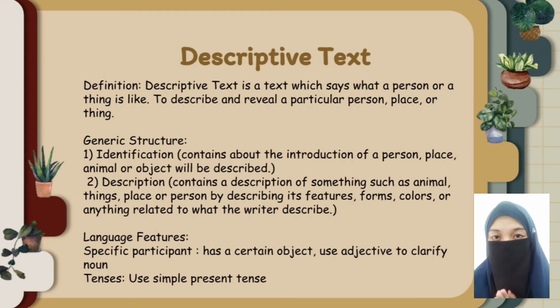And then the language features of descriptive text. Specific participants means has a certain object that is not common and is unique. That means only one. For example, Bandungan Beach, my house, Borobudur Temple, President Jokowi. And then use of adjectives. An adjective is used to clarify the noun. For example, a beautiful beach, a charismatic person, the famous place in Indonesia, and etc. And then use of simple present tense. The sentence pattern used is simple present because it tells the truth of the object described. And then use action verbs, verbs that show an activity.